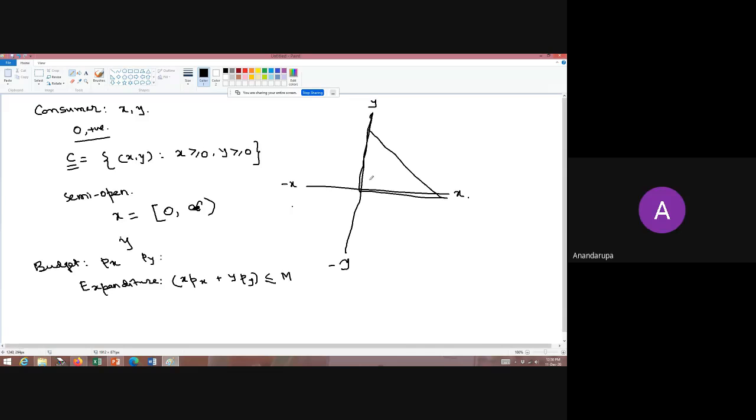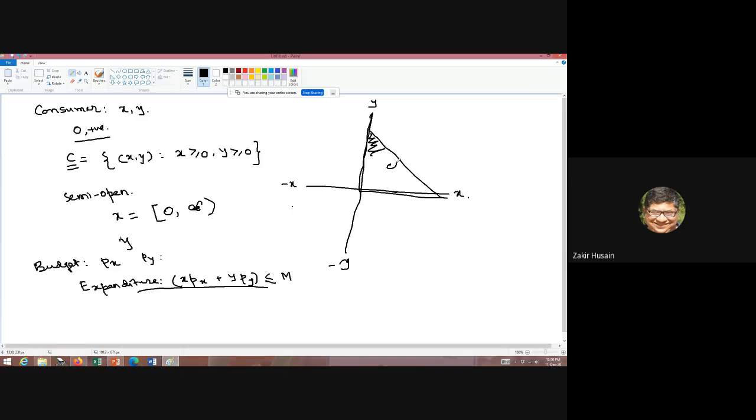Okay. So now the consumer wants to purchase these commodities X and Y, which are non-negative. So we are talking about this space. But he also wants to satisfy this budget constraint, which is called B. What is this B? This line. B is this line, but does B comprise only this line? No, sir, also the points in the triangle.